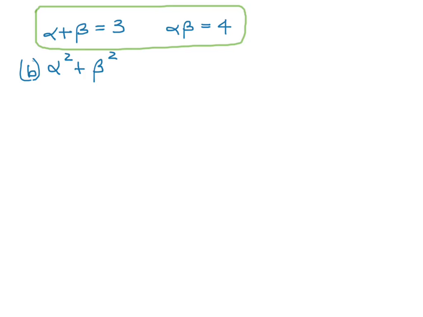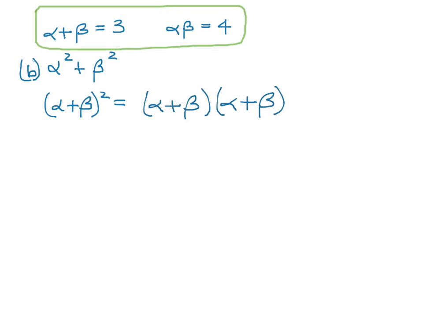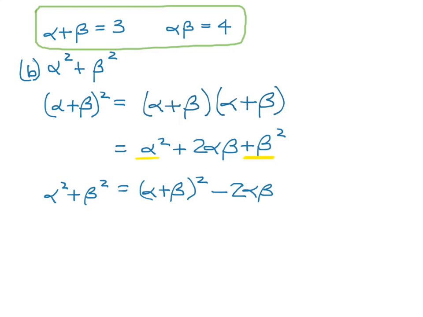Now at this point, your brain should start to think about what is alpha plus beta all squared. And you should recall that that is alpha plus beta multiplied by alpha plus beta, which if you use your FOIL and multiply it out, is alpha squared plus 2 alpha beta plus beta squared. With a little rearranging, you see I have my alpha squared plus beta squared. I get alpha squared plus beta squared is equal to alpha plus beta all squared minus 2 alpha beta.